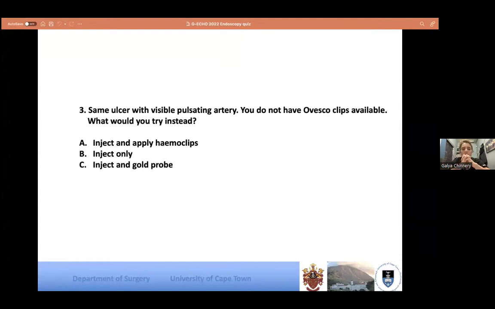Okay, so all options include injection, and remember your injection is to create a tamponade. It doesn't stop the bleeding. That tamponade is not for long. It's quite temporary. You need to do something else. So either gold probe or hemoclips for this specific ulcer. What would you have done? If you can share the poll when you're ready. The answers. Okay, I'm ending the poll. Sharing results.